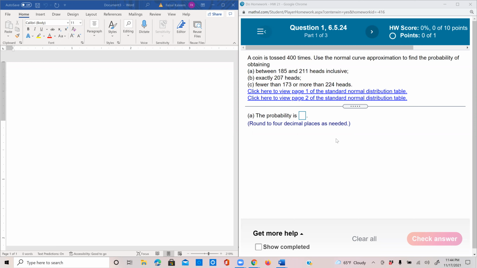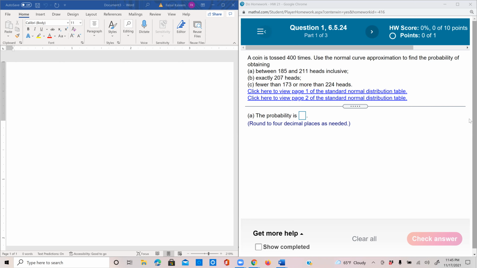So this is a binomial distribution because you either get a head or a tail, and every time it's the same probability. So every condition of binomial is satisfied. However, it's prohibitive to actually use the binomial formula because between 185 and 211 heads, you'd have to apply the formula 27 times. In these kinds of situations, we can use normal approximation.